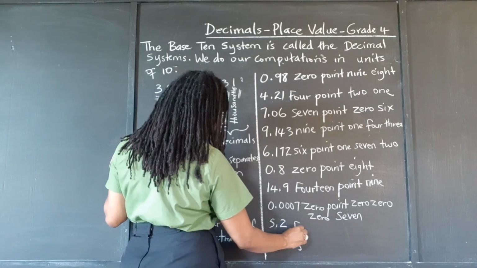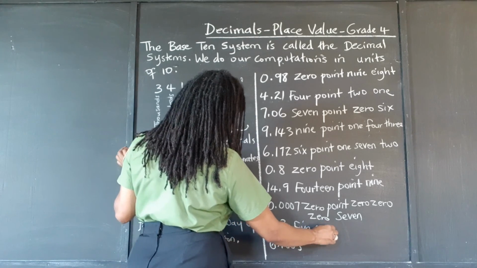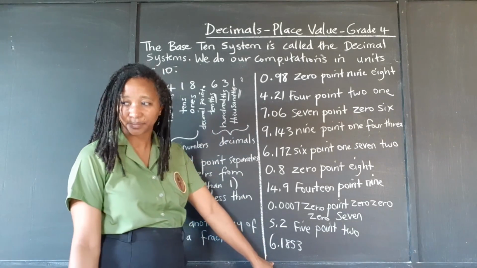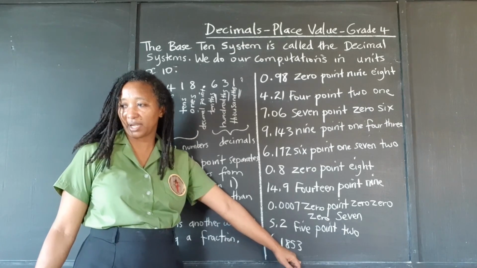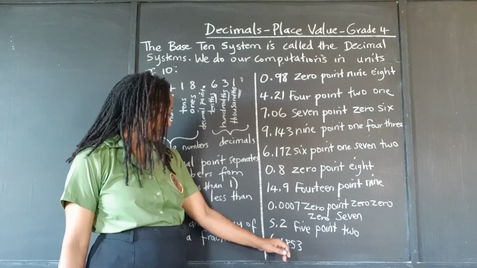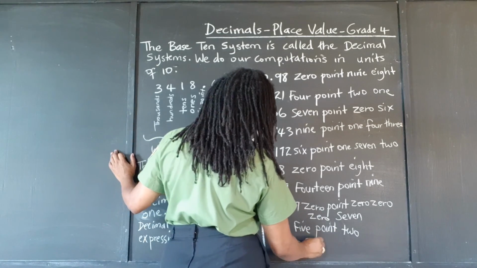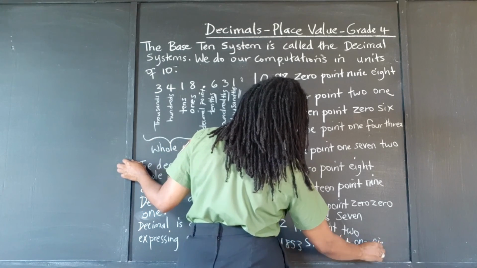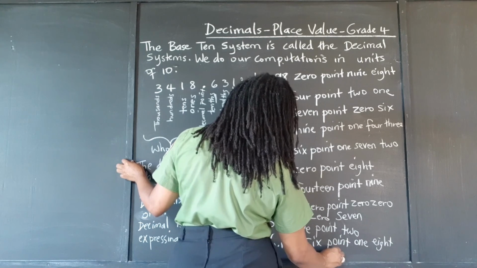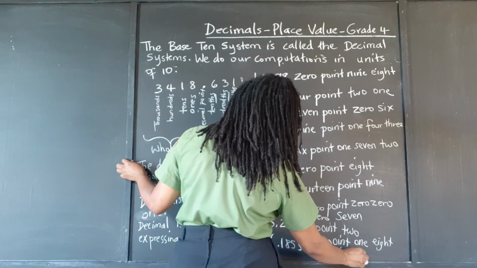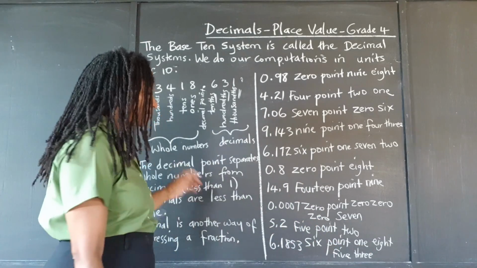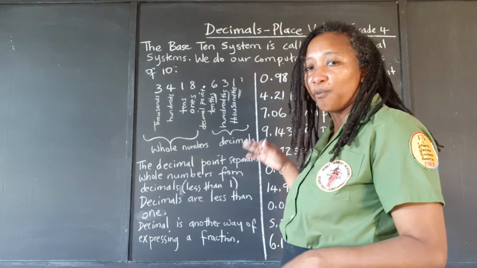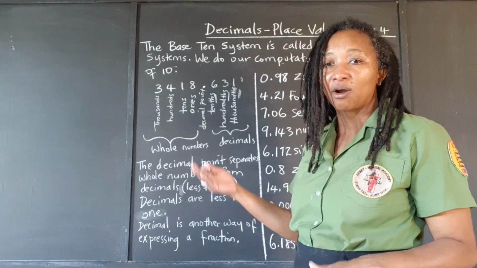5.2, and 6.1853. Okay, so that's how we read our decimals, and I'm writing them out in words to show you how you would actually call them.